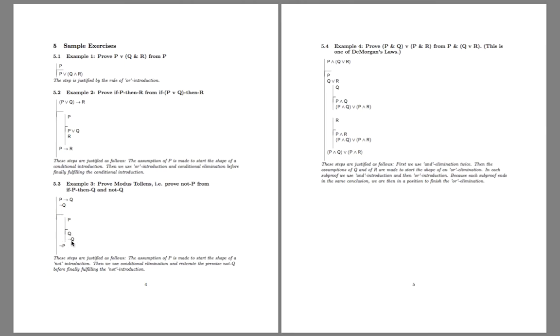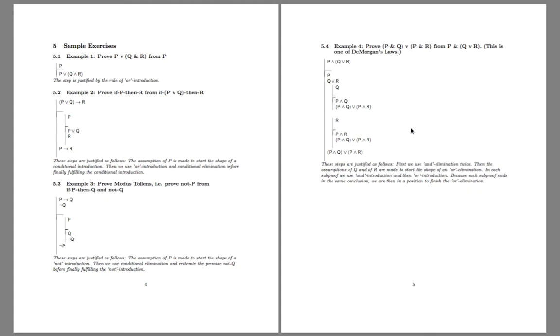So now we have Q and not Q. There's our contradiction. What was the problematic assumption that led to that contradiction? Well, it was P. Okay? And so the rule of negation introduction now allows us to conclude this subproof and write not P. And so there we have a proof of not P from these two premises, if P then Q and not Q.